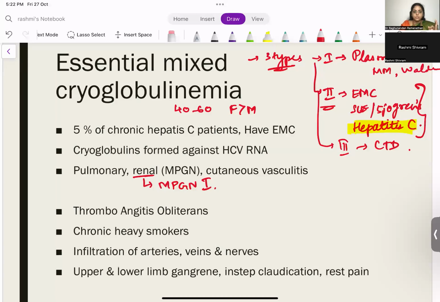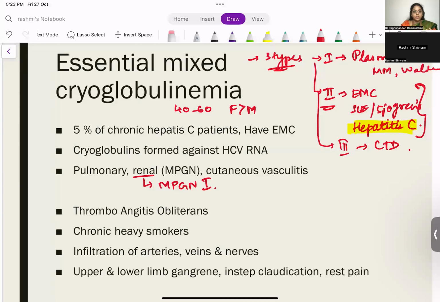Okay, what are the other associations? That can be thromboangiitis obliterans. Chronic heavy smokers can get this. There will be infiltration of the arteries, veins, as well as nerves. When the nerves are involved, you will have mononeuritis multiplex. You can have upper limb and lower limb gangrene. There will be claudication. There will be ulcers which are not getting healed at all. Right? These can all be there.